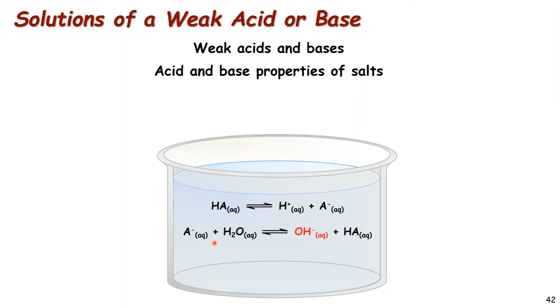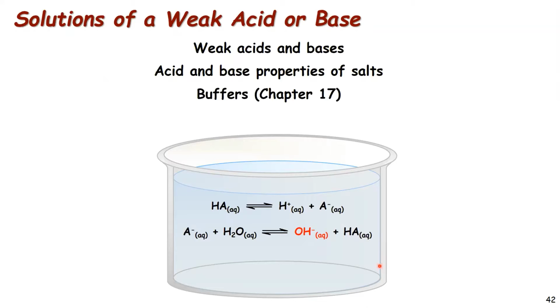Then, at the end of this chapter, we're going to talk about the acid-base properties of salts. So again, here we have an acid, and this would be its conjugate base. Well, it is a base. So that means that conjugate base is going to react with water to reform the original acid, but it's also going to increase the hydroxide ion concentration. So we're going to look at how salts can be acidic, basic, or neutral.